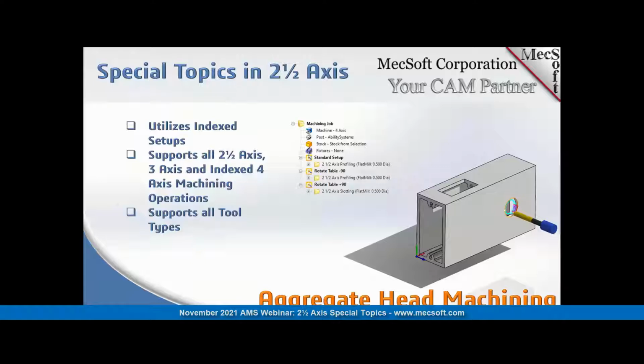Aggregate head machining supports all 2.5 axis, 3 axis, and index 4 axis machining operations. So basically, you're doing an index setup to machine 2, 3, or 4 axis operations in that locked orientation. It also supports all tool types, so it's very versatile. If you've got an aggregate head, pay attention to the demonstration that's coming up.